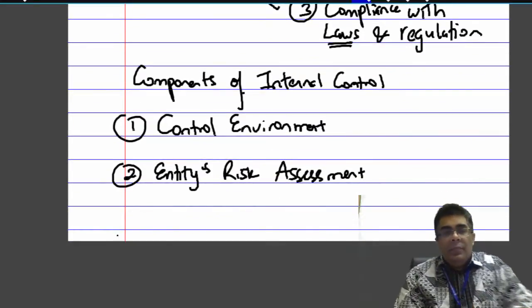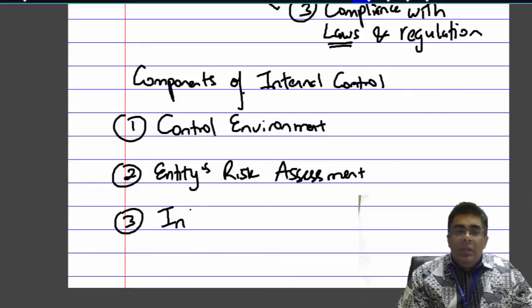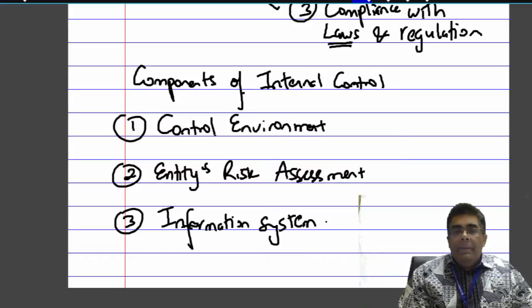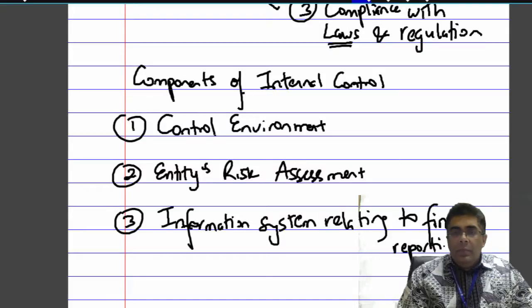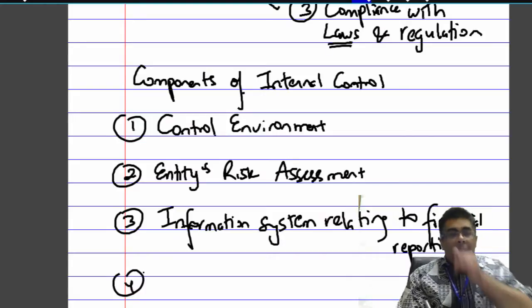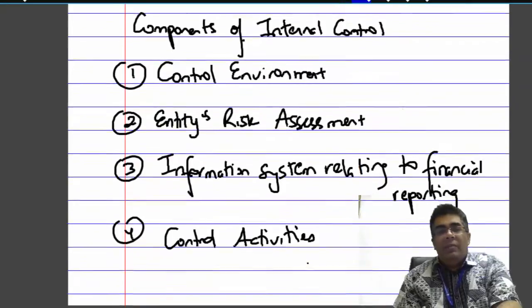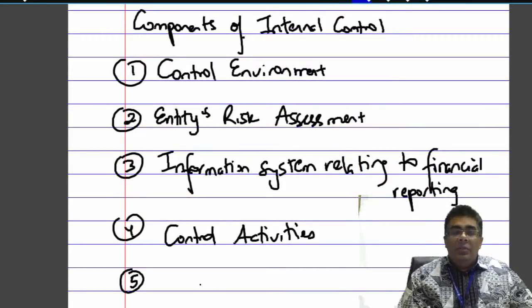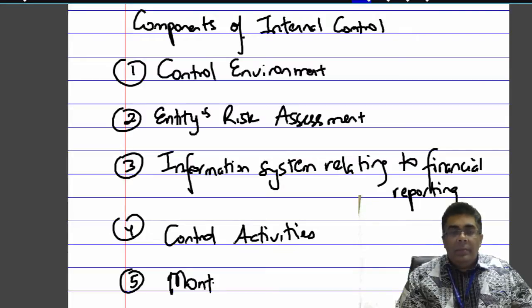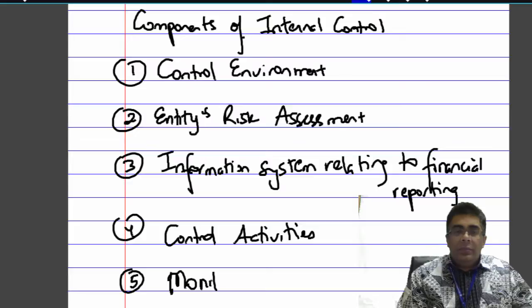Number three, we are talking about the information system relating to financial reporting. Okay, and then number four, we are talking about control activities. Number five, we are talking about the monitoring of controls.